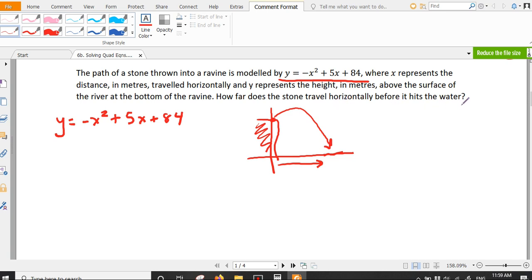How far does the stone travel horizontally before it hits the water? So we want to find out what the x-intercepts are. We want to find out what this value is. Because if I find out what this value is, then I will know how far it traveled horizontally before it hit the water. It's not asking vertically, it's asking horizontally. Now we're going to get two values. We're going to get two x-intercepts. There's one here and there's one back here. But we're making the assumption that we're starting at a height of 84, and that going back, well, we're not going to go back into the cliff here. Okay, so let's factor this.